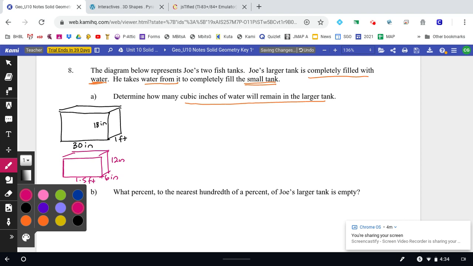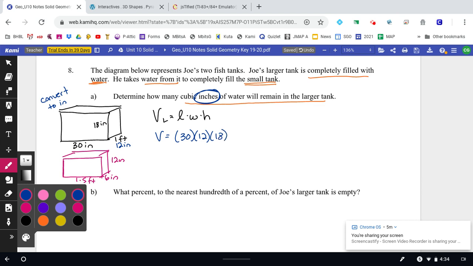What I want to do is find the volumes of both my tanks. So the volume of the larger tank: length times width times height. Now, one thing we noticed is that my units are not all the same. So it might be easier just to put them all in inches. We need to convert to inches, and the reason I'm picking inches is because I want the cubic inches of water here. So there's my 12 inches. I've got 30 times 12 times 18, which gives me 6,480 inches cubed.